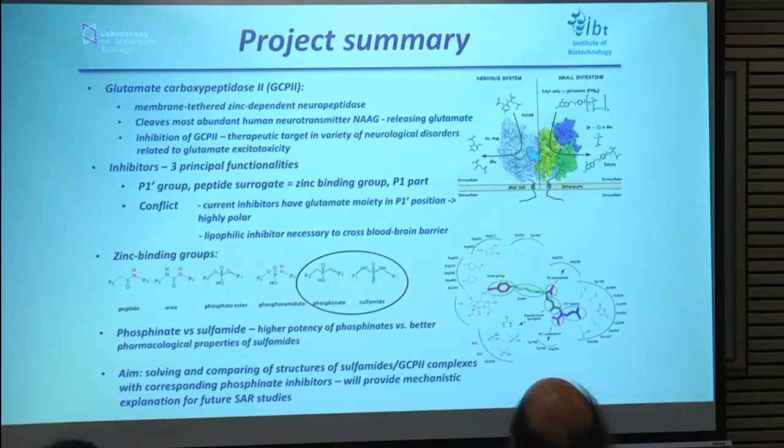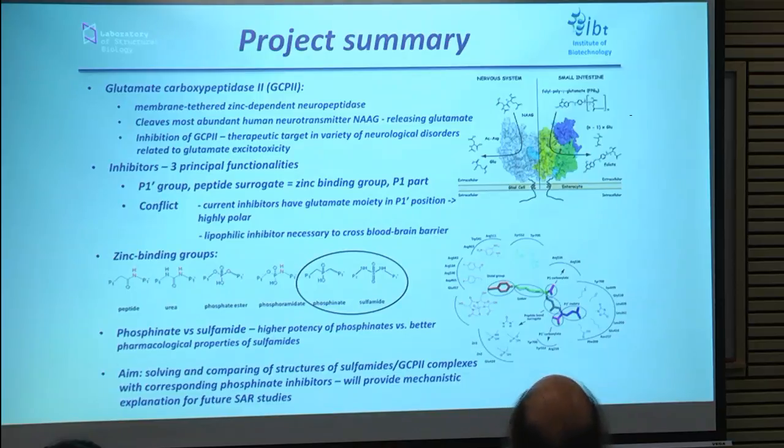So we aim at inhibition of GCP2 because in such neurological conditions it might lead to a lowering of the amount of free glutamate, and so it has medicinal potential, which was already proven in some mouse models. So we aim at the inhibitors.